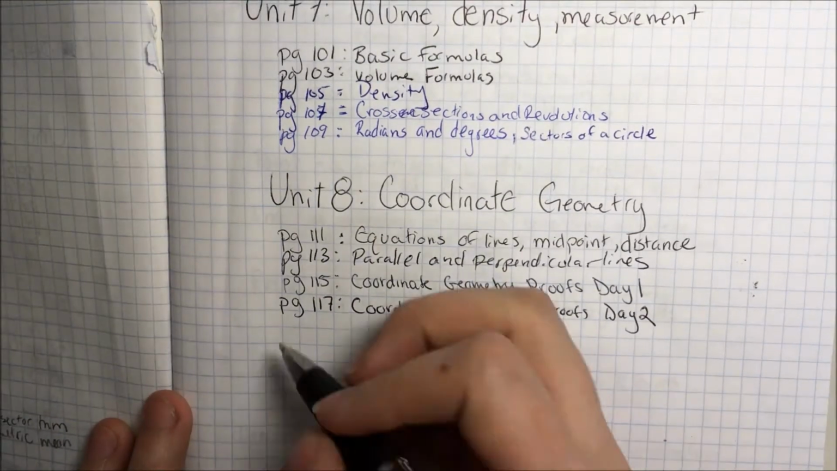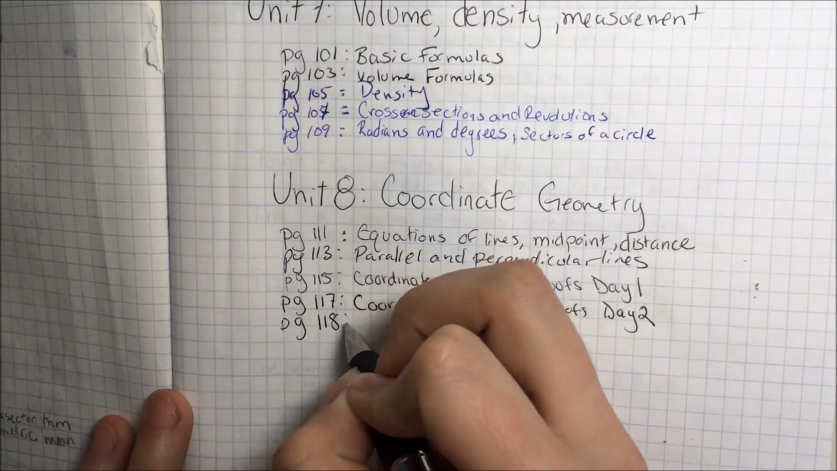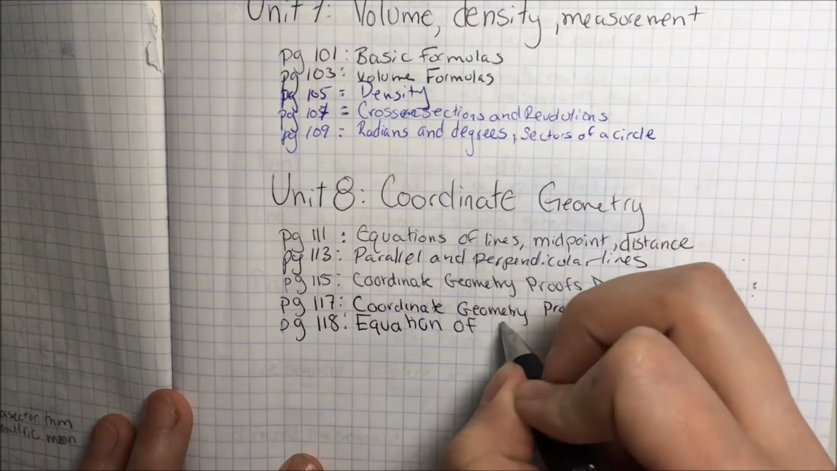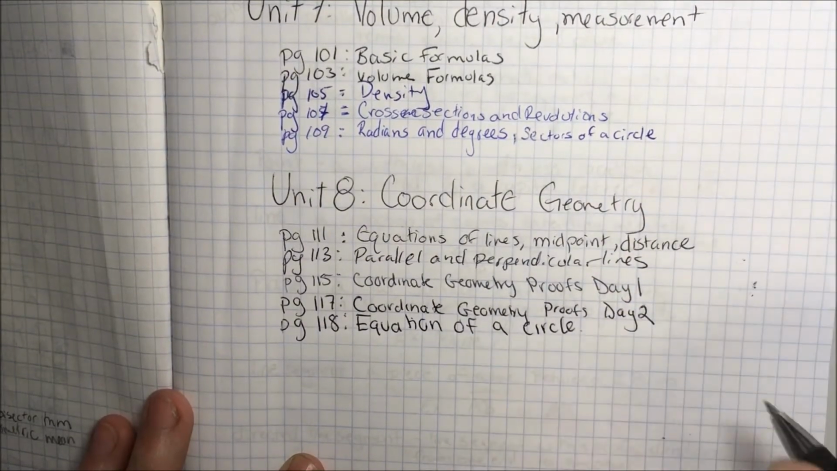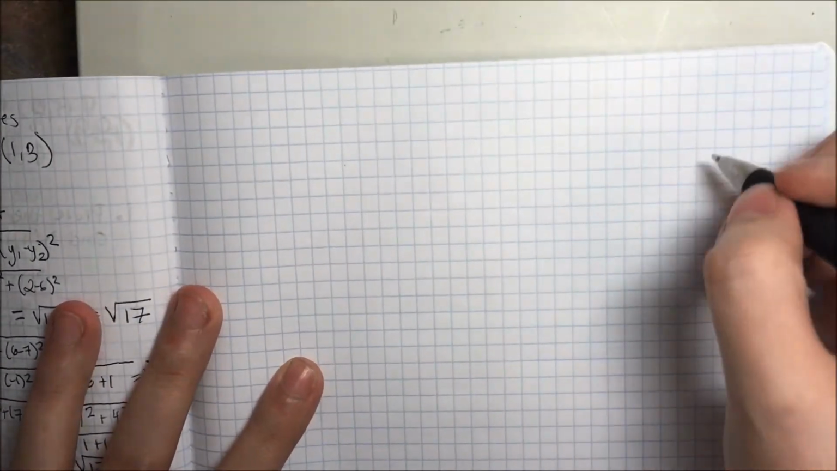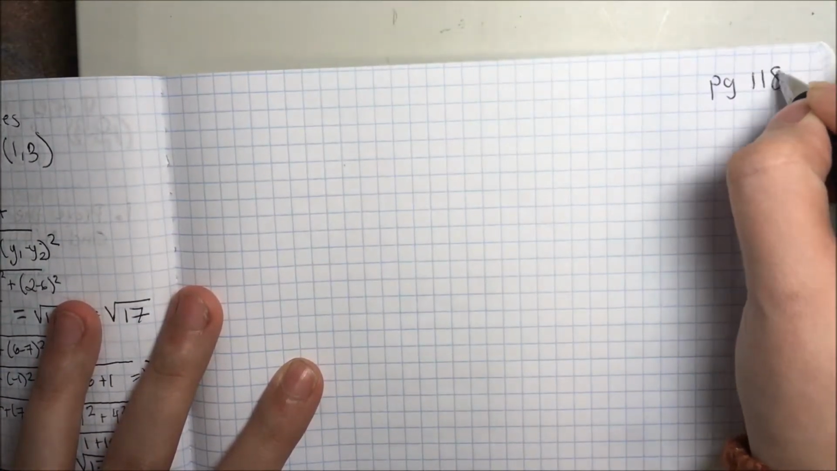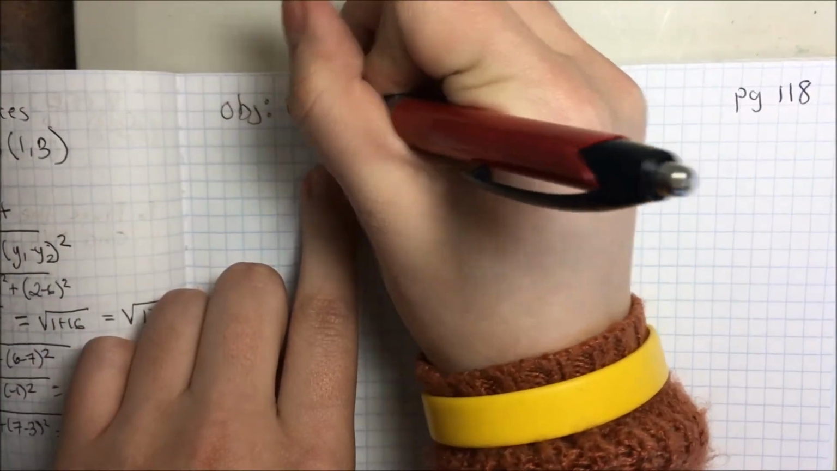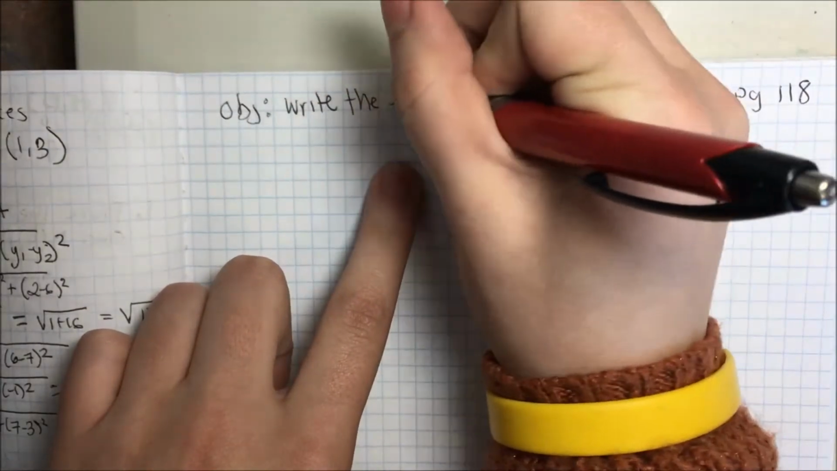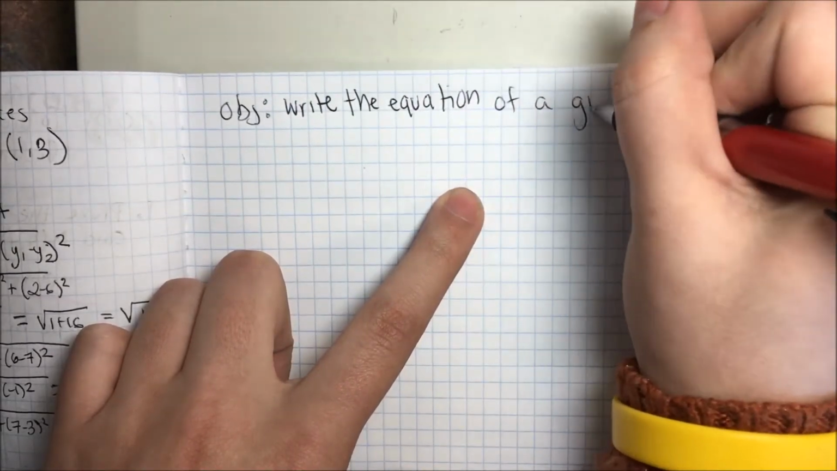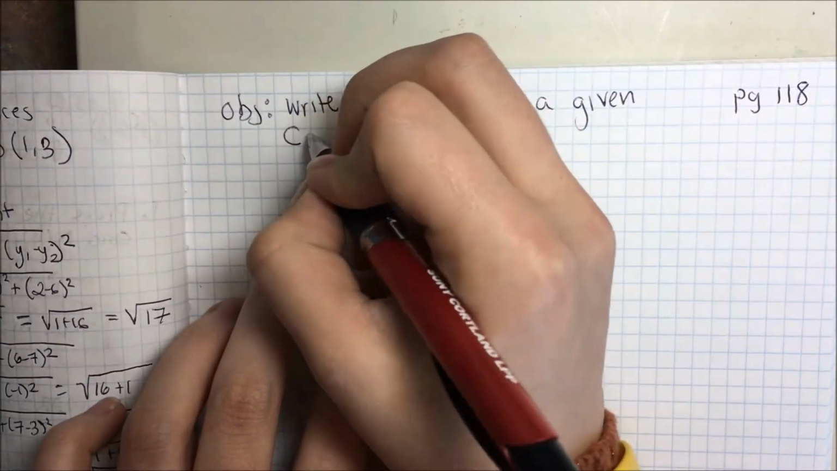Okay, so today we're going to be starting on page 118, and it's going to be called Equation of a Circle. So our objective for today is to write the equation of a given circle.